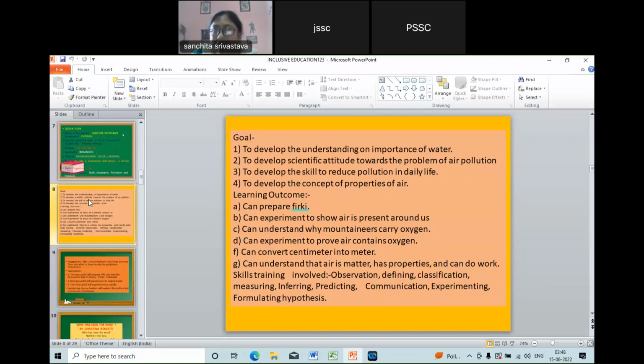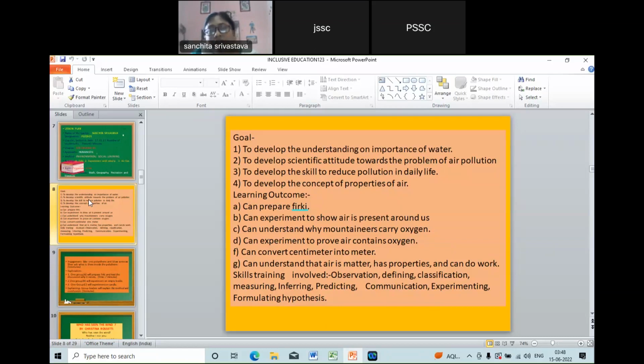See, I said activity-wise we can prepare a firki. Firki is just a small windmill sort of a thing. But what is the main purpose? The main purpose of preparing a firki is, number one, it is an activity that would be very interesting for the child, and the child will know that air has got a mechanical force. That means it has the power to push something or rotate something. Okay, then an experiment to show air is present around us. That means the presence of air has to be felt.